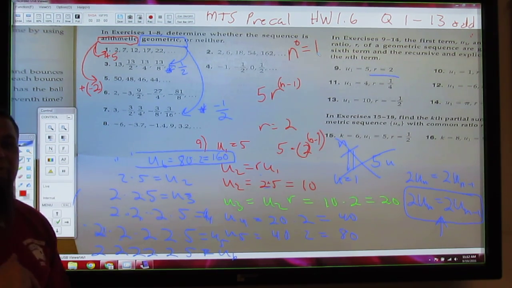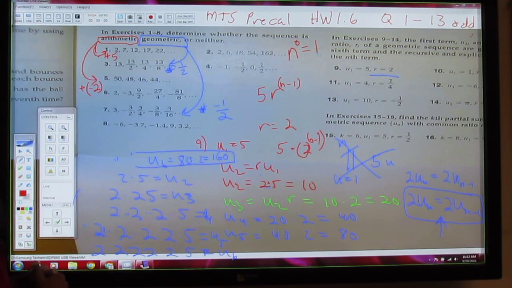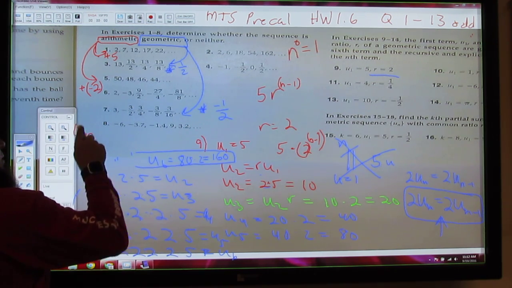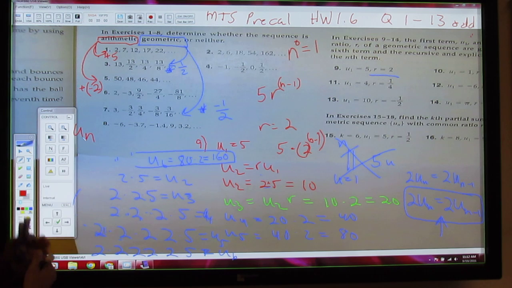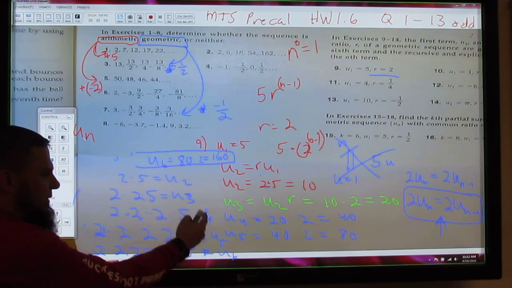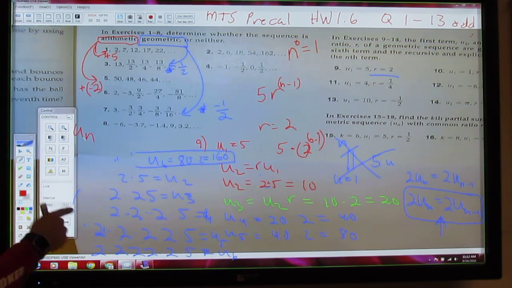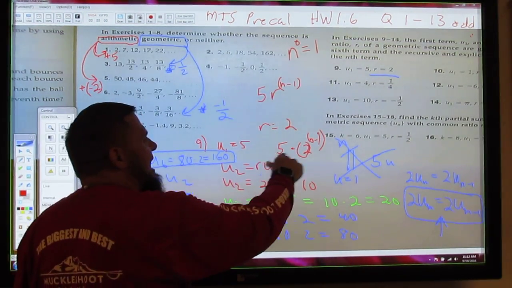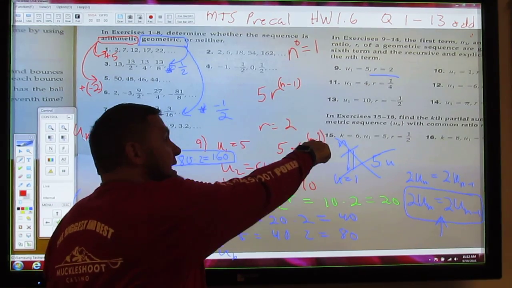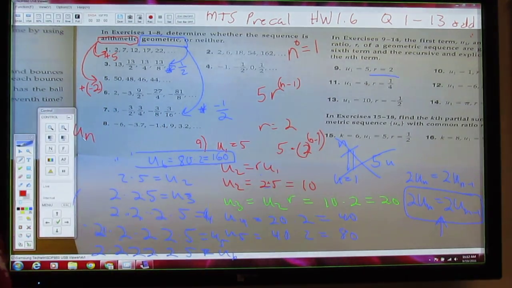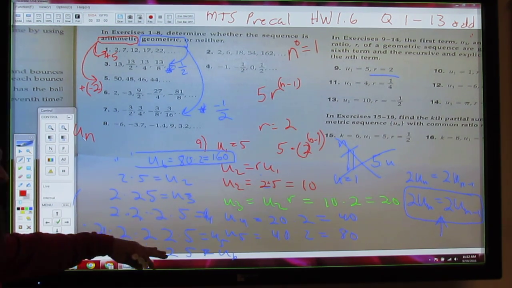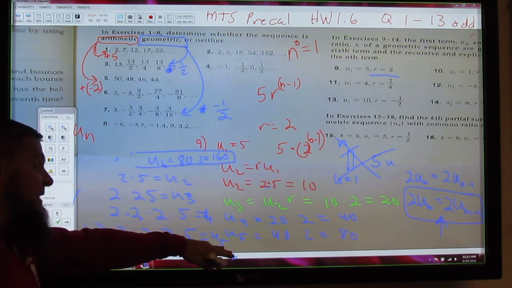So then if I want to plug in my n value of u to the n, if I wanted to figure out what the 4th one was, I should be able to plug in 4, right? And I found, oh, well, if I have 5 times 2 to the n power, then 2 to the 4th is what? 16? Yeah. And that was too big. That was actually the 5th one.